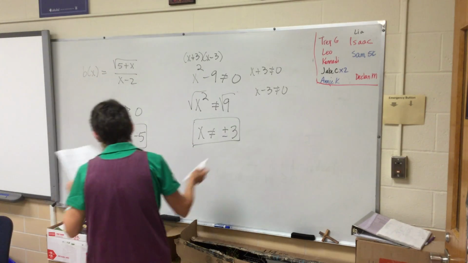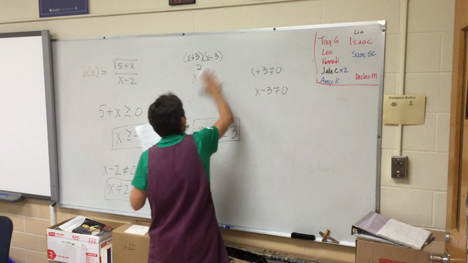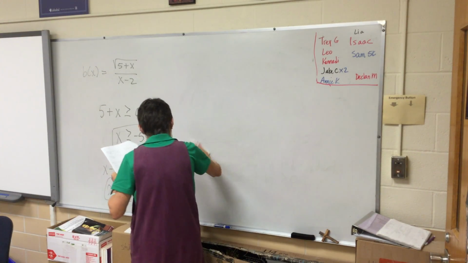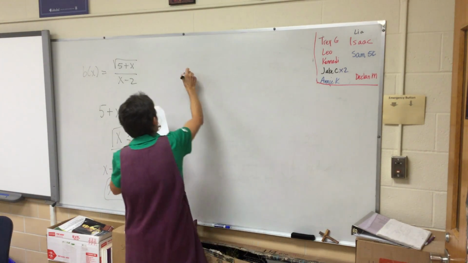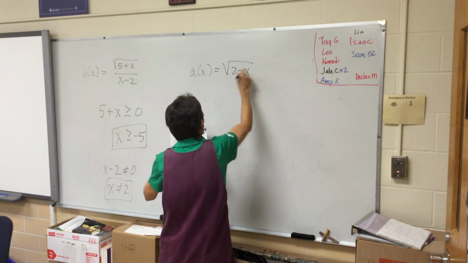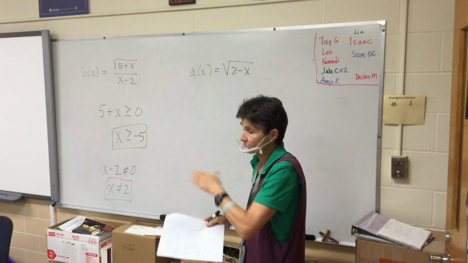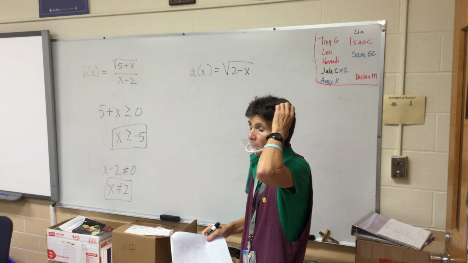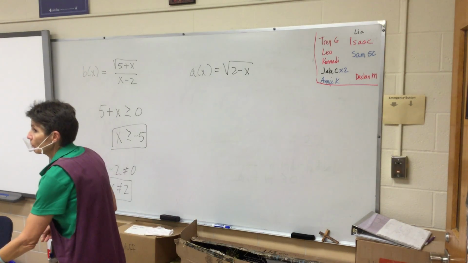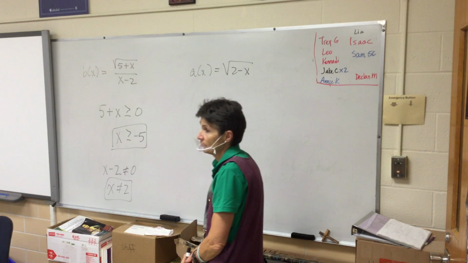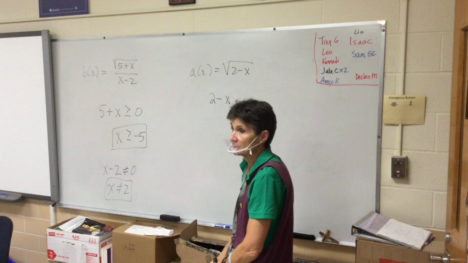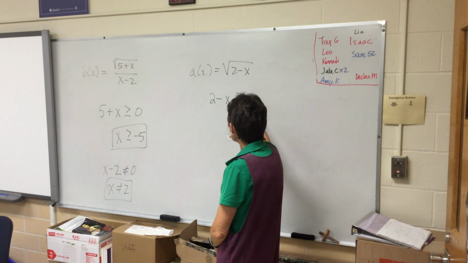All right. Next problem. Again, guys, this is so easy. You have 2 rules. When I look at this thing, it does not have a fraction, so don't worry about that one, but it does have a radical. What is the rule for a radical? Whatever is underneath it, 2 minus x, has to be bigger than or equal to 0.